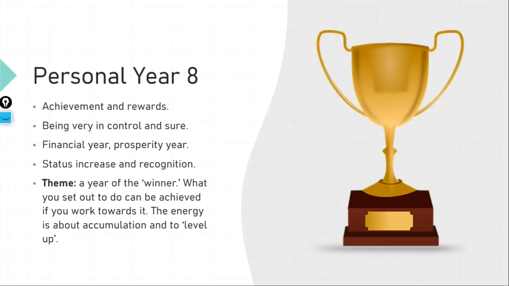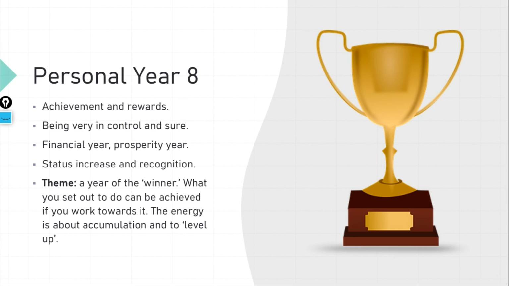So when we get to personal year number 8, this is the year of the winner. We could say this is our year of winning, because it's about achievement, rewards, being very in control and sure of who you are, what you're doing, and where you're going. It's also a very prosperous year, so your finances could be looking really good. Bearing in mind, if at year 4 you were building your foundations and becoming quite stable, then 4 years after that, you could really reap the rewards of whatever you were doing at your 4 year.